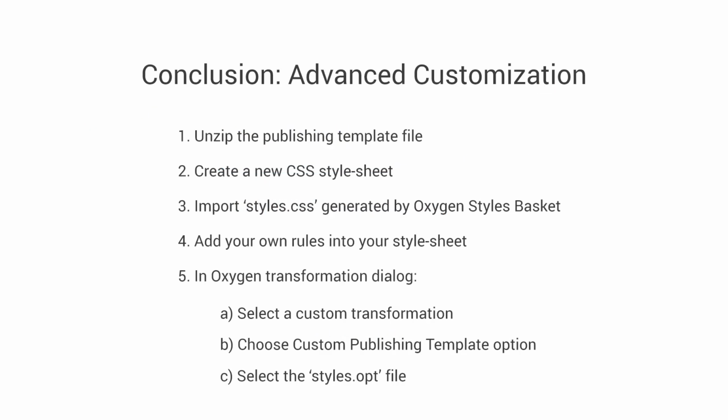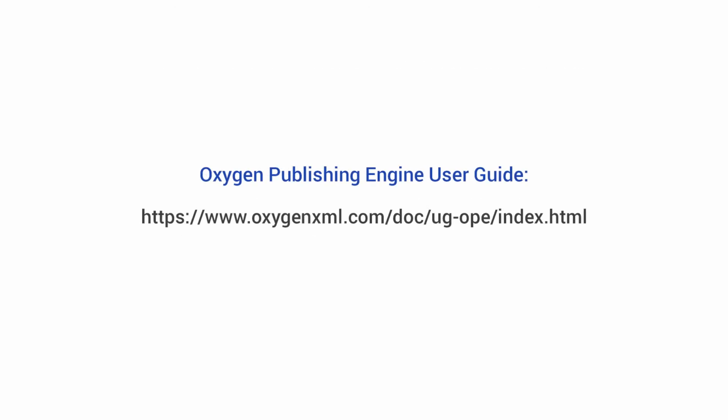For more advanced customizations, we recommend that you unzip the publishing template file, then create a new CSS that imports the one generated by the Styles Basket, and then add your own rules. To find out more about advanced customizations, see the Oxygen Publishing Engine documentation.